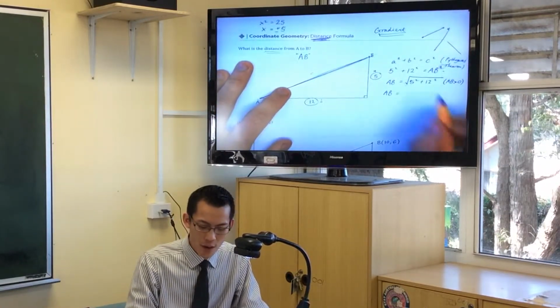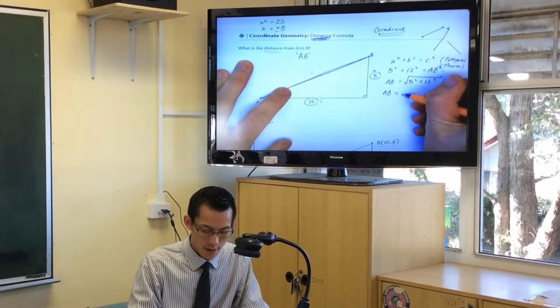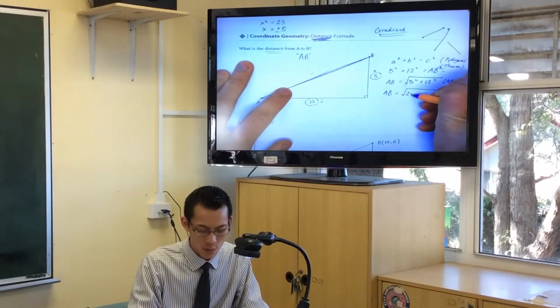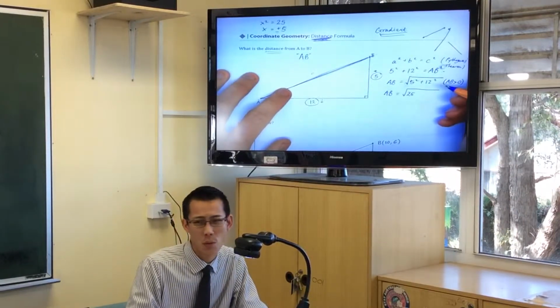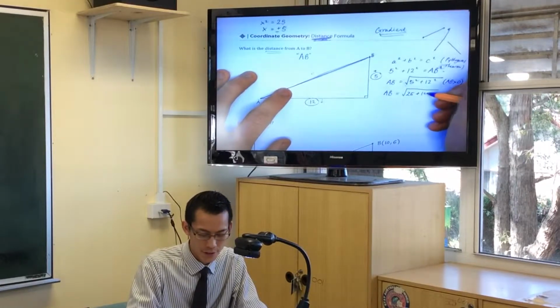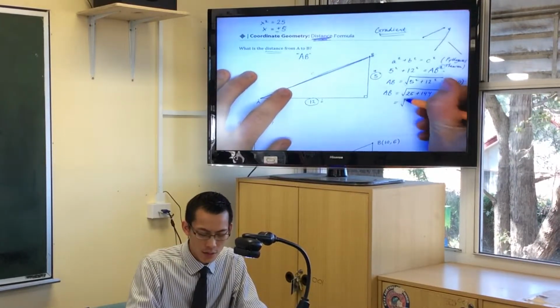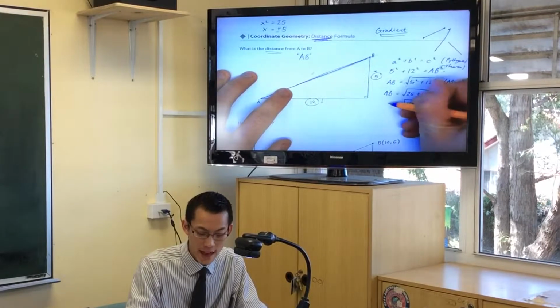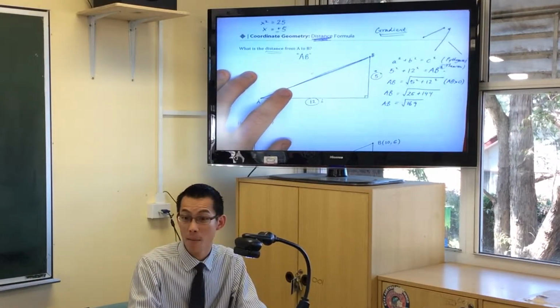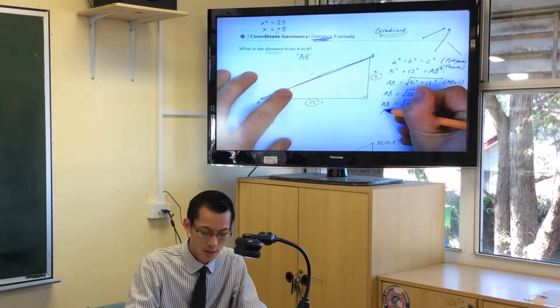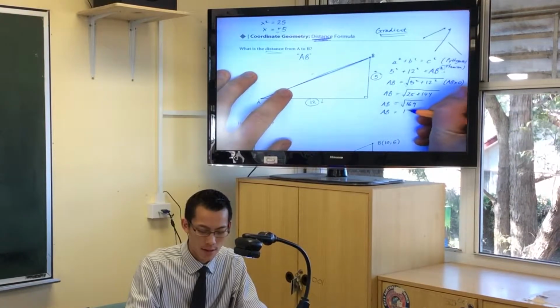So now I want to work out what these numbers are. 5 squared, I actually just worked that out. It's 25. 12 squared will be 144. Very good. And then that's equal to the square root of 169, and that actually happens to be a square number. It's the square of 13. So therefore, it's 13.